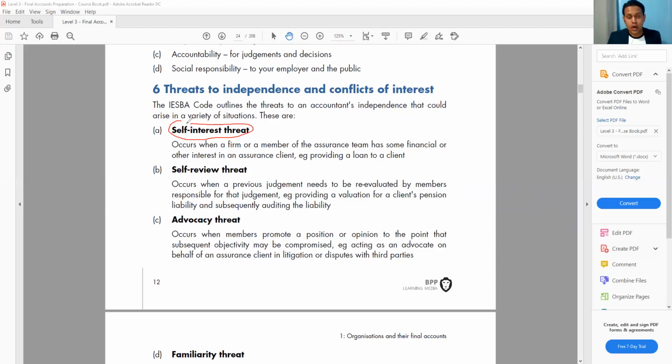And you are the auditor of Tesco. So you have a lot of investment. So you are one of the biggest shareholders of Tesco, and you are also the auditor of Tesco. So what will happen because of that?